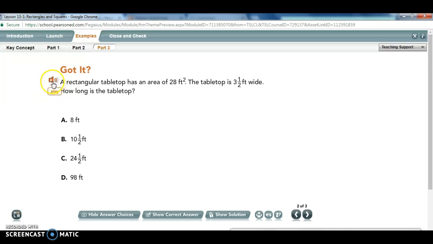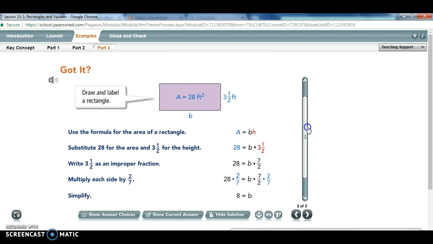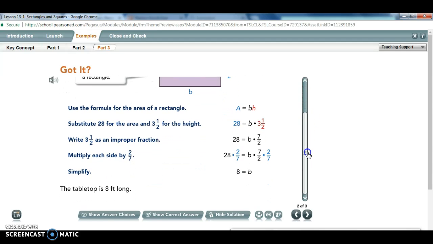Last got it problem we're going to do. A rectangular tabletop has an area of 28 square feet. The tabletop is 3 1/2 feet wide. How long is the tabletop? The correct answer is A, 8 feet. And here's how we get it. You can pause the video to go through this. We're not doing that last got it problem, so that's all I got for you.